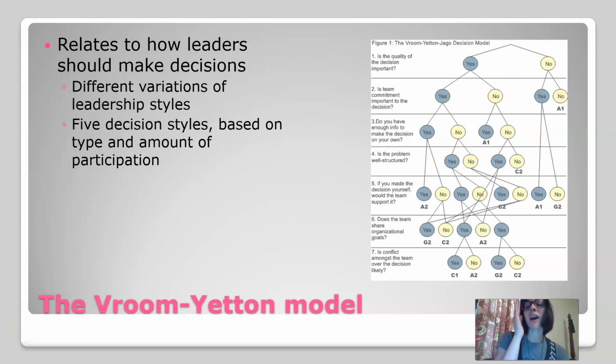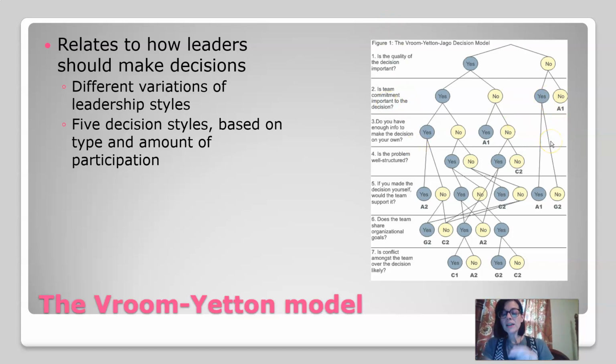Okay, so we're kind of in the home stretch here, and we're going to talk about the Vroom-Yetton model, sometimes called the Vroom-Yetton-Jago decision model, and it basically relates to how leaders should make decisions. And there are different variations of leadership styles that are based on the type and amount of participation, and the type of leadership style that you adopt might be based on your responses to these 7 different questions.